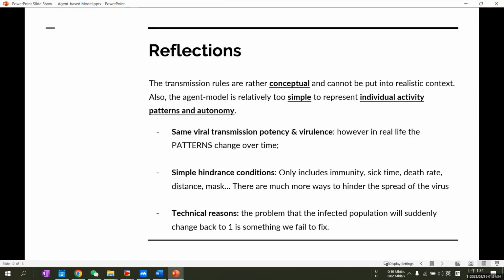Second, we build up simple obstacles, only including immunity, sick time, death rate, social distance, and mask. There are much more ways to hinder the spread of the virus. Third is some technical reasons. The problem that the infected population will suddenly change back to one is something we failed to fix.